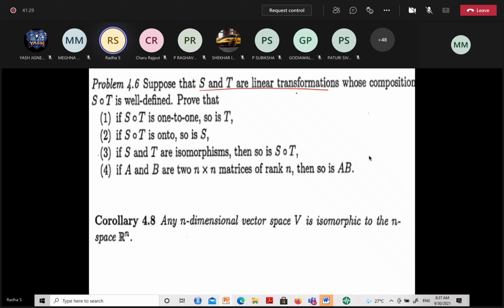See, S and T are linear transformations, right? S composition T is well defined. There is something behind this. Why am I saying it is well defined? Every time will it be defined? Suppose F composition G is a mapping, every time will it be defined? When could it be defined? Suppose G is a mapping from A to B. F is a mapping from A to C. Can we say F composition G is defined? Some problem is here.